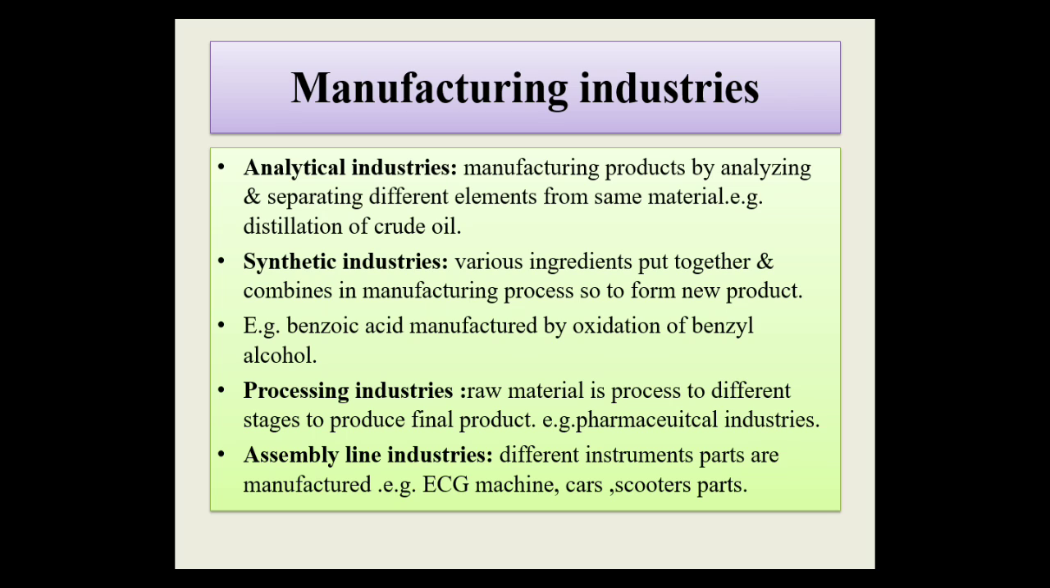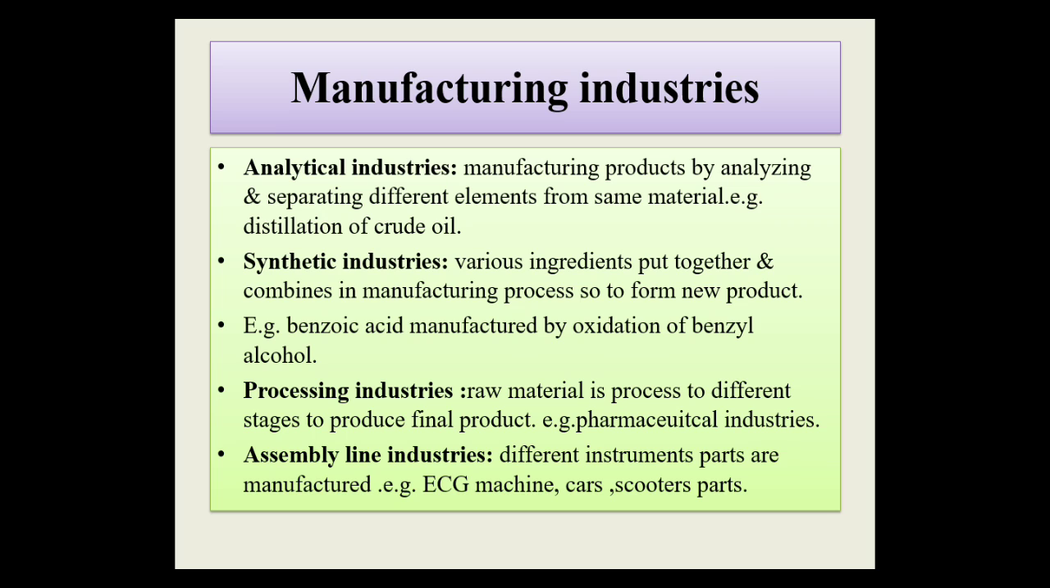The manufacturing industry is again divided into four types. Analytical industries are engaged in manufacturing products by analyzing and separating different elements from the same material. For example, the fractional distillation of crude oil or any crude drug is an example of an analytical industry.